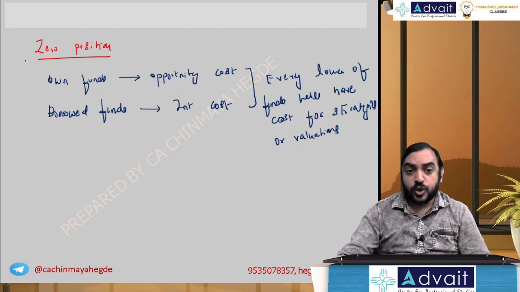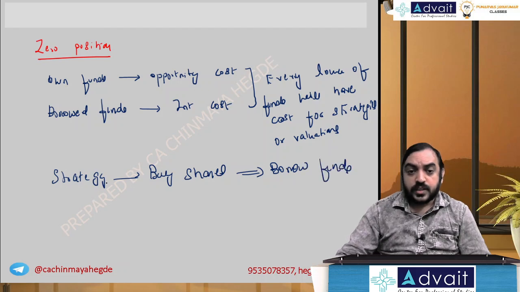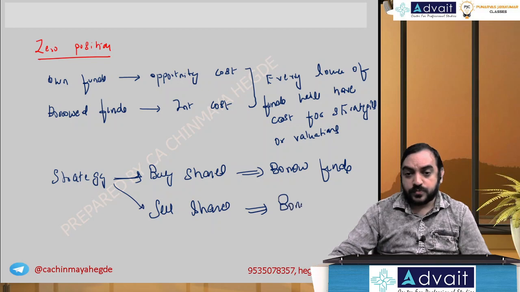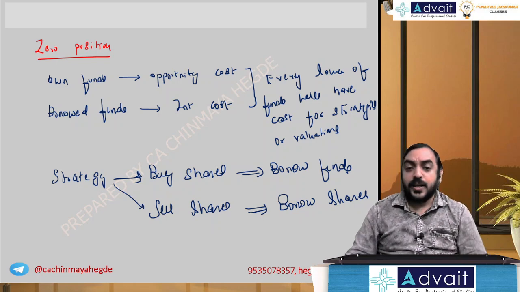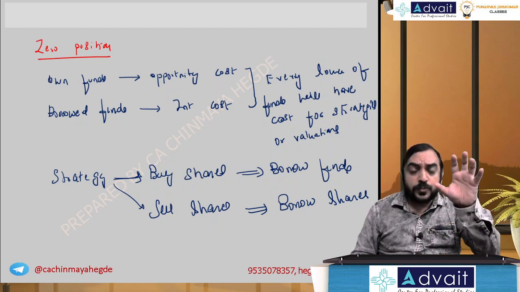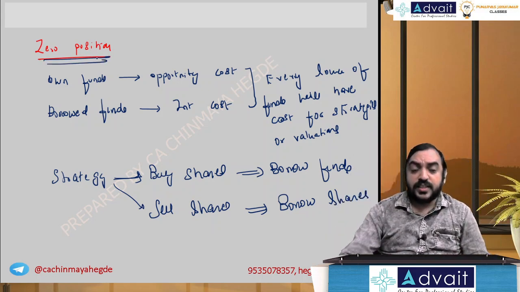So zero position also means, if the strategy is to buy shares, we have to borrow funds. If the strategy is to sell shares, we have to borrow shares. What the borrowing share concept is, we'll come to it later. But the point I'm trying to tell you is, if you do something, you have to start with borrowing. I am at zero position.